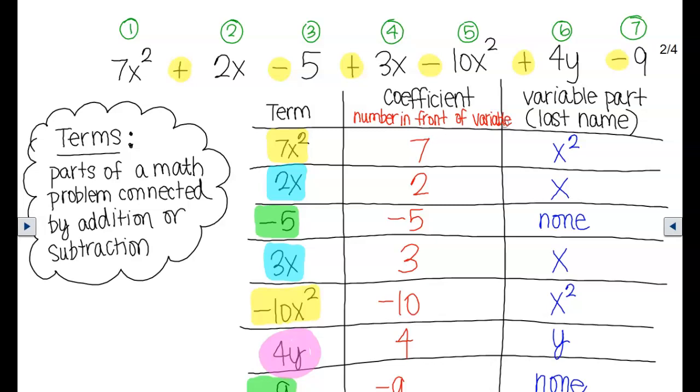So this is what we're attempting to learn how to do today. We're attempting to look at terms in a problem, which are the parts that are connected by addition or subtraction, and determine which ones are like terms. So I need you to understand coefficient and variable part, which is the last name. The coefficient is the number that's in front. Remember, if it's missing, that means there's a 1 there. And then the variable part is all of the stuff that comes after that coefficient, all of the variables and all of the exponents. And to be like terms, they have to have an identical last name.